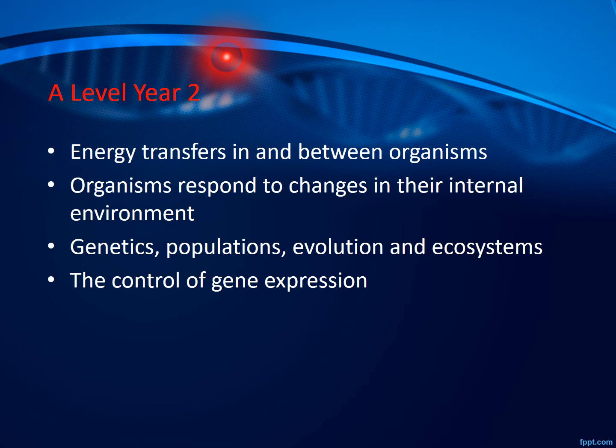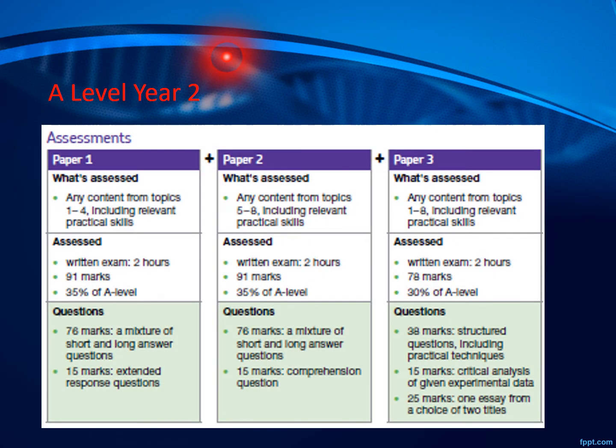The difference in the assessment is in year 2, you get 3 papers. So paper 1, you're assessed on all the stuff from year 1, so units 1 to 4. Paper 2, it's all the year 2 stuff, so units 5 to 8. And paper 3, you can be assessed on anything.